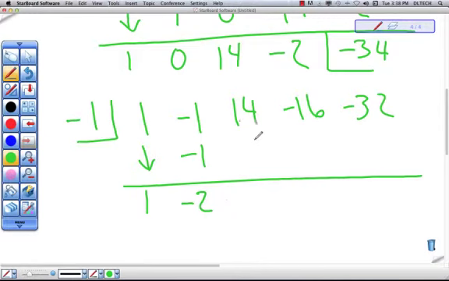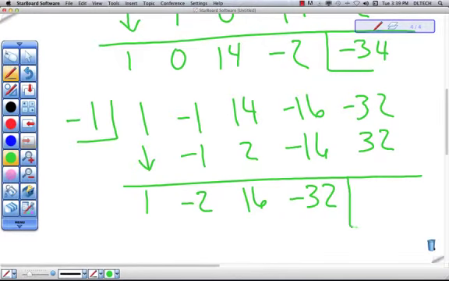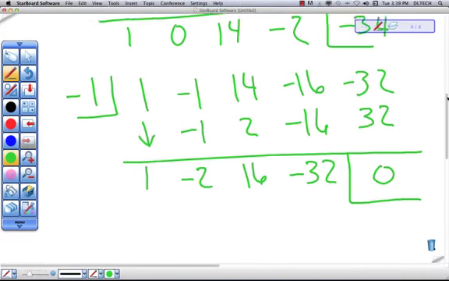Negative 2 times negative 1 is positive 2. 14 plus 2 is 16. 16 times negative 1 is negative 16. Negative 16 plus negative 16 is negative 32. And negative 32 times negative 1 is positive 32, because a negative times a negative becomes a positive. Negative 32 plus 32 is 0. Our remainder is 0, so this means that negative 1 is our zero.